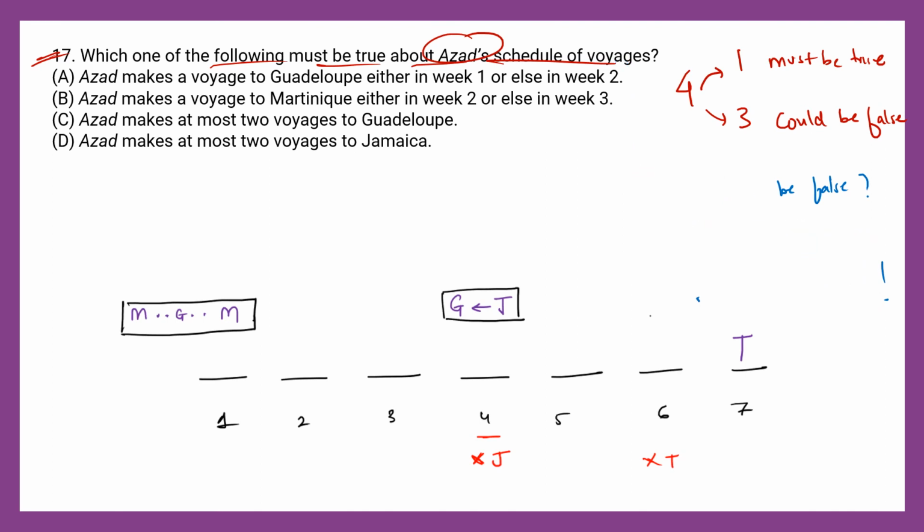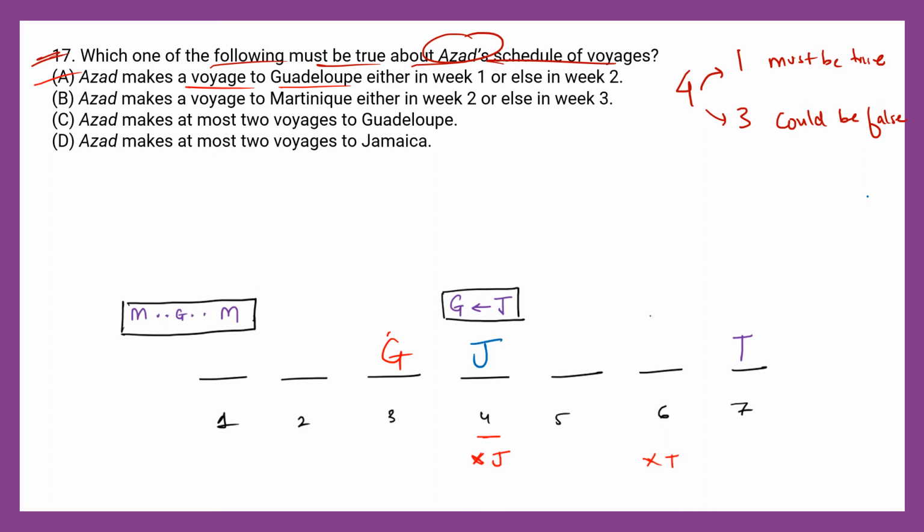We'll ask if each of these could be false, and we'll get our answer from there. All right. Option A says that A makes a voyage to G either in week 1 or in week 2. Now I'm asking myself, can this be false? Can I put G somewhere which is not in week 1 or week 2? Let me not put G here. Is it possible for me to put G here? When I put G here, I can see that it works quite okay.